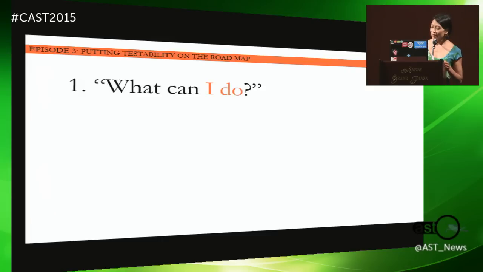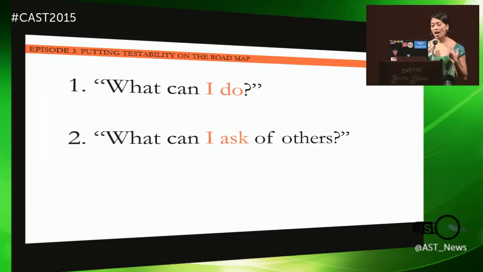The second question I asked my testers was, what can I ask of others to increase testability? And these were things that they asked the people closest around them, because they were working in development teams, so they would ask their developers for help, or their product owners, or other stakeholders. George, in this case, identified that if he could get better logging for the application he was testing, he might be able to troubleshoot the application more easily when problems arose. And this was something that he could ask the developers for help with.